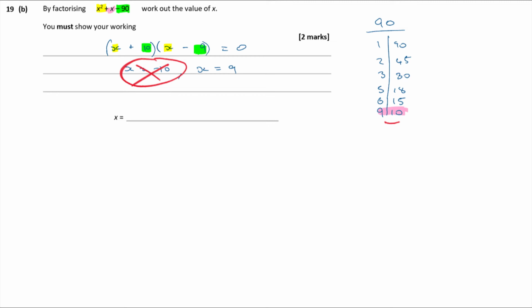So because this problem stems from a real life situation with real life lengths, then that solution, even though it's a solution to the quadratic, is not a solution to this problem. So that one is not a solution. Okay, so the only solution that is viable is x is equal to 9.